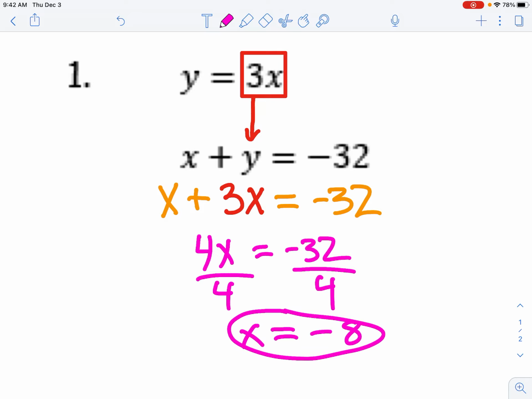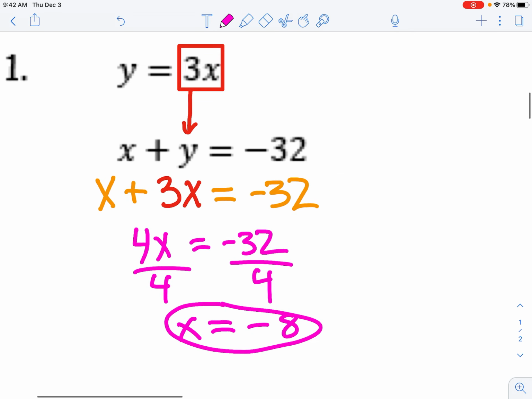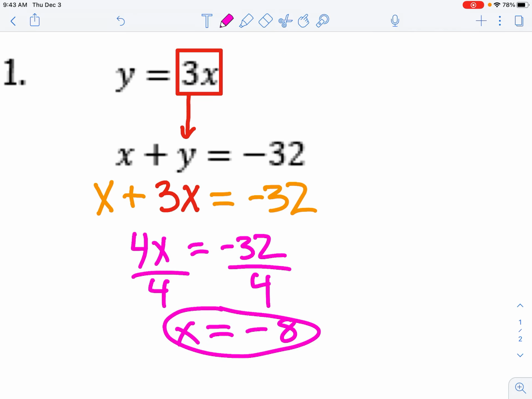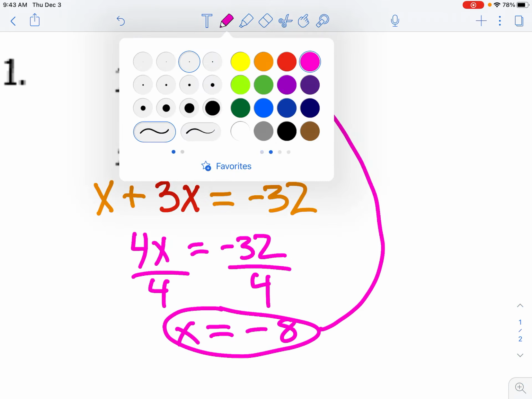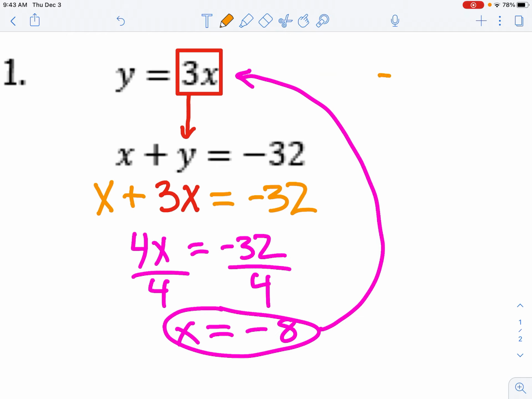Okay, now that's where a lot of people think they're done. We're not actually done yet with that. We need to find y, because the whole goal of this unit is to figure out where the two lines cross. We have two lines at the start, so we need to figure out where they cross. This one's pretty easy. I'm going to take that negative 8 and plug it in for x in either of the equations, but I think the first one's going to be pretty simple. I'll just have to do 3 times negative 8, and I end up getting negative 24.